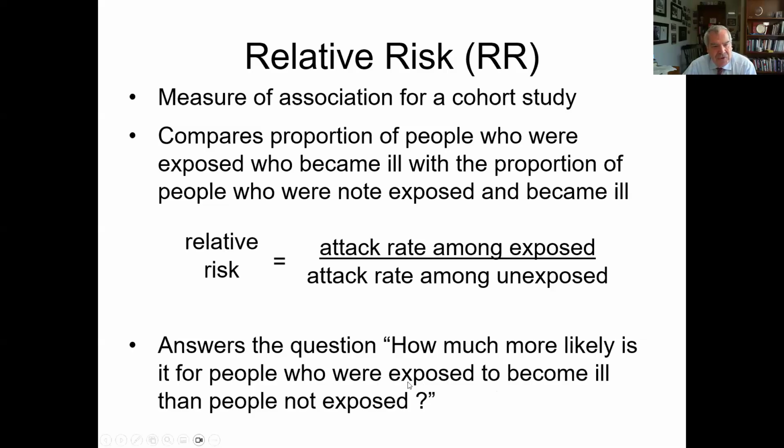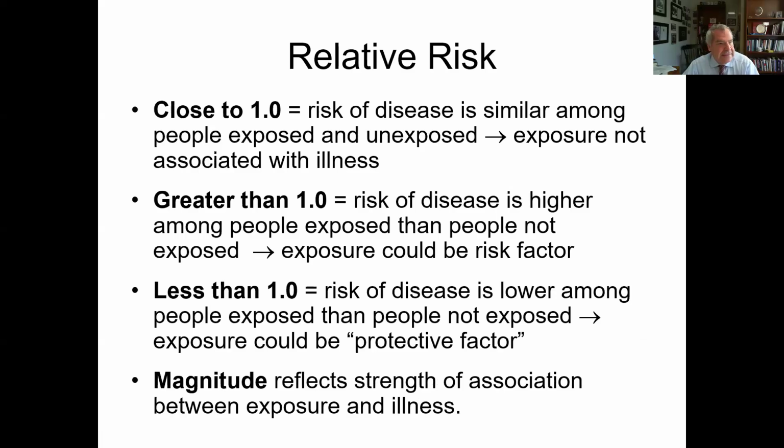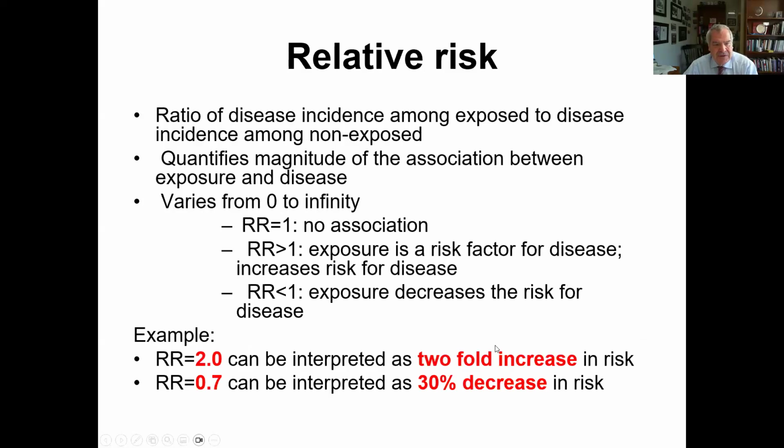How much more likely is it for people who were exposed to have an incidence of the disease? The ratings are basically the same. If it's 1, there's really not much of an association. Greater than 1, it's a risk. Less than 1, it's protective, and basically the magnitude is the value of the association and the amount of the risk. We interpret this in very similar manners to the ratio of the disease incidence, new cases, among the exposed to the non-exposed. It quantifies the magnitude of the association between exposure and disease. It varies from 0 to infinity. Greater than 1, there's a risk. Less than 1, a protection.